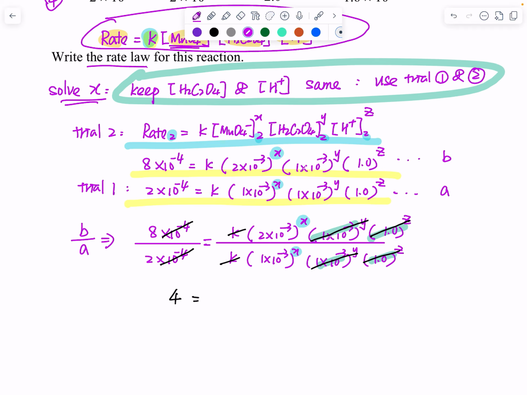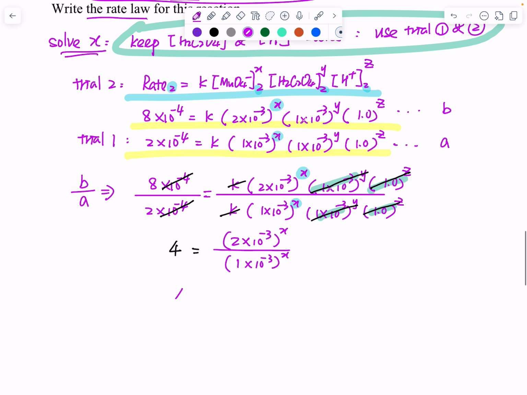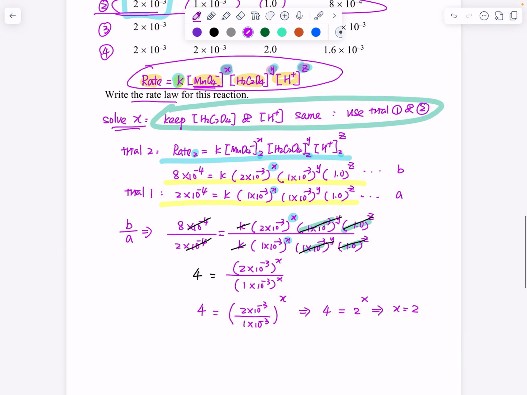So on the right side, I just have 2 times 10 to the power negative 3, raised to the power x, over 1 times 10 to the power negative 3, raised to the power x. According to the math, we know this can work out. Therefore, on the right side, I just have 2 raised to the power x. This is very simple: we can see x equals 2. So the reaction order with respect to the first reactant is 2.